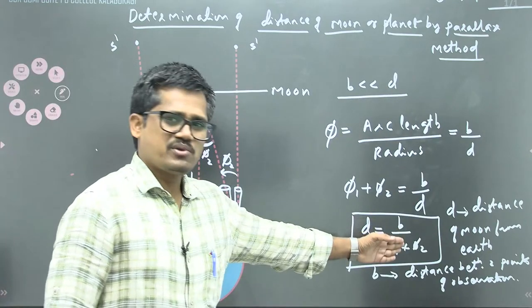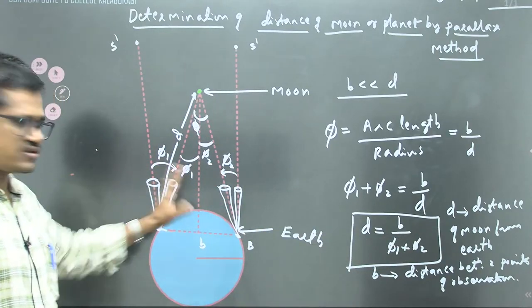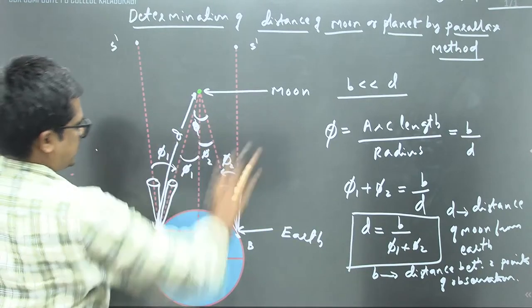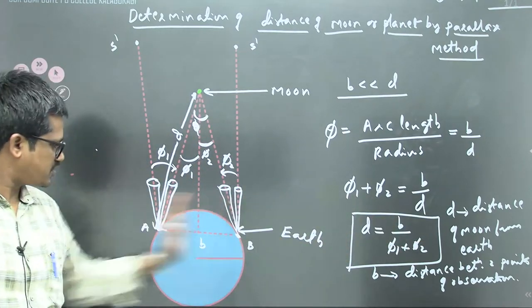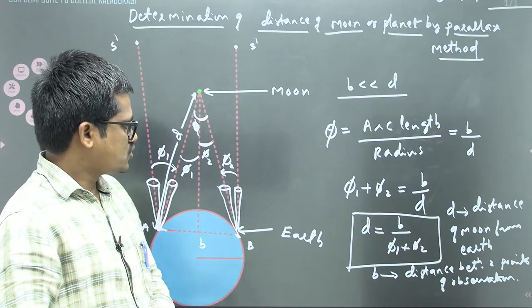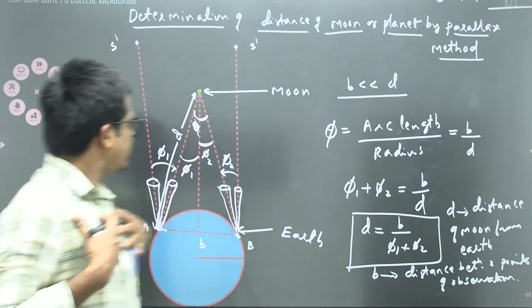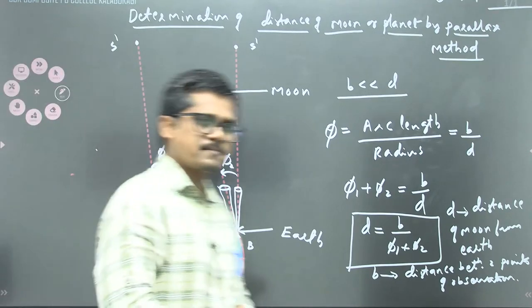Like B and O, we will be knowing phi 1 and phi 2 from the sextant here. Using it, you can find phi 1 as well as phi 2. We have the separation b between two points on the earth. We can measure it. So using the angle, we can find the distance of the moon or any planet from the earth.